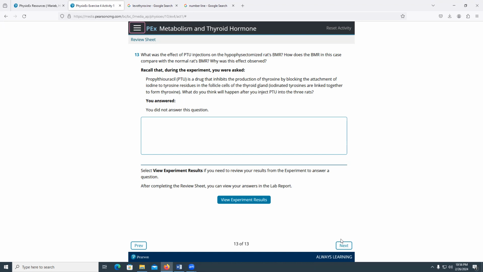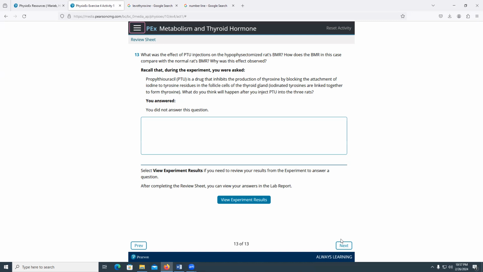The last question is question number 13, and that would be, what was the effect of propylthiouracil injections on the hypophysectomized rat's BMR? So now I want to see the effects of propylthiouracil injections on a rat on which I remove my pituitary gland. Well, who cares if the pituitary gland is removed? My thyroid gland is still there. PTU is going to inhibit the synthesis of thyroxine. But since there is no pituitary gland and no TSH secreted, there will no longer be any hypertrophy, and I will not see any palpable goiter.